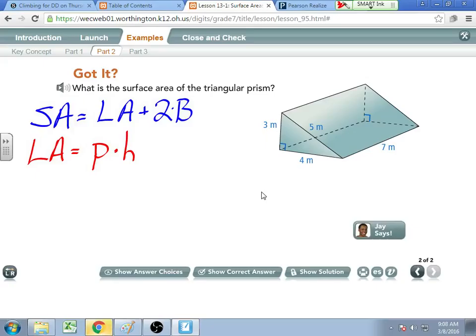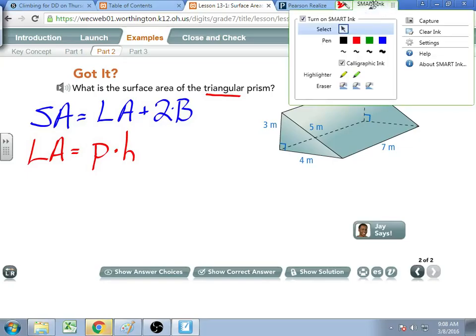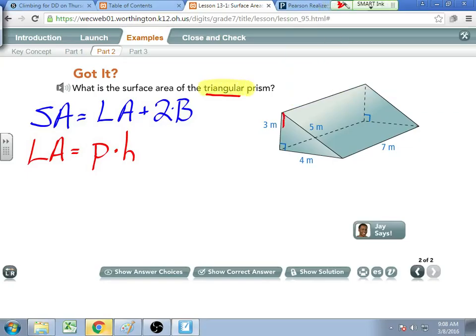Perimeter of the base shape, which in this situation, how do I know what the base shape is? The one where if I slid it down the prism, it would have the same exact shape on the other end. And actually, an easier way, it tells me what the base is. Yeah, in the name of the shape, you know what the base is. So everybody underline or highlight triangular. And then draw around your triangle down here. Because that's the perimeter that we want to find.